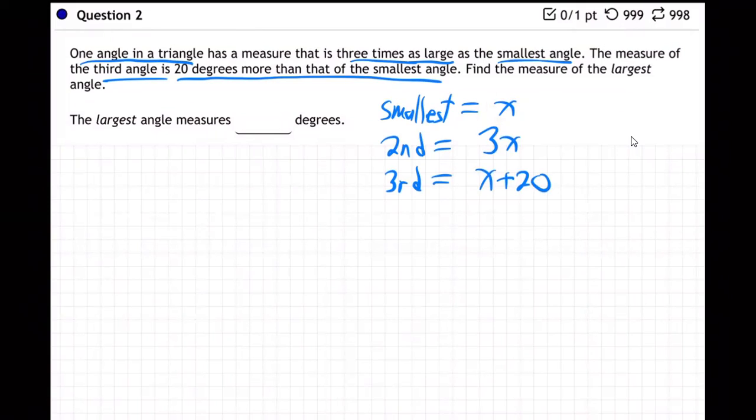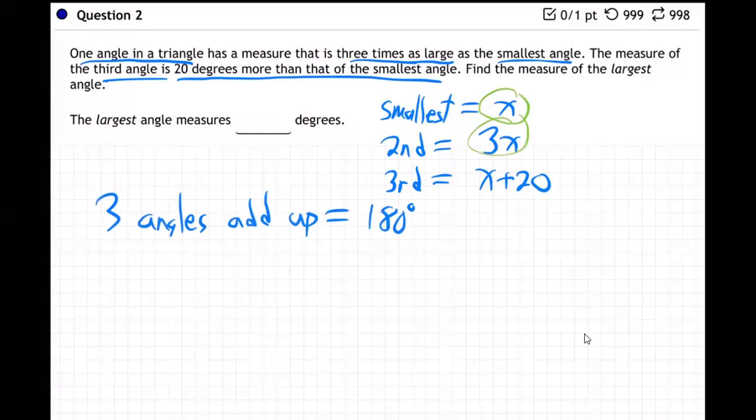And what are we going to do from there? We know that the 3 angles add up to be 180 degrees in a triangle. Do you remember that fact? So in a triangle, 3 angles always add to be 180 degrees. Okay, so that means x, 3x, and x plus 20. So I'm going to go x plus 3x plus x plus 20 adds up to be 180.